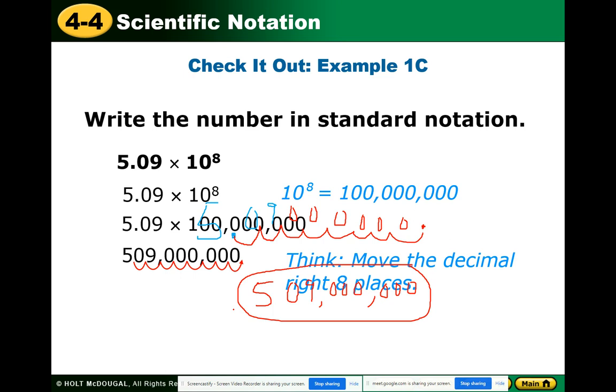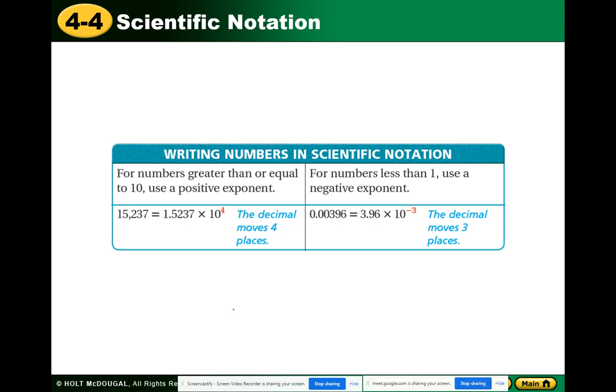So we get that there. Okay, and very good. We got a great answer of 509 million. Here's another nice page we can take a picture of if you would like. This kind of helps. For numbers greater than or equal to 10, use a positive exponent. So let's look at our first number right here, okay? 15,237. Is that bigger than 10? Yes, it is. All right.